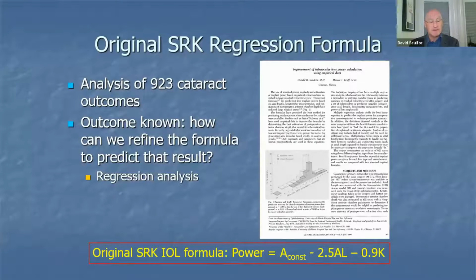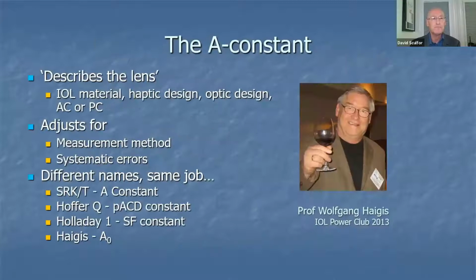But probably one of the key points was that they introduced this concept of the A constant. And again, a common question comes up, well, what is this A constant? So let's just have a look at that. At the bottom of the screen there, you see the original SRK IOL formula, a very simple formula, and as I said earlier, not one I would recommend using now, but it illustrates the principle of how it all fits together. So the A constant describes the lens.